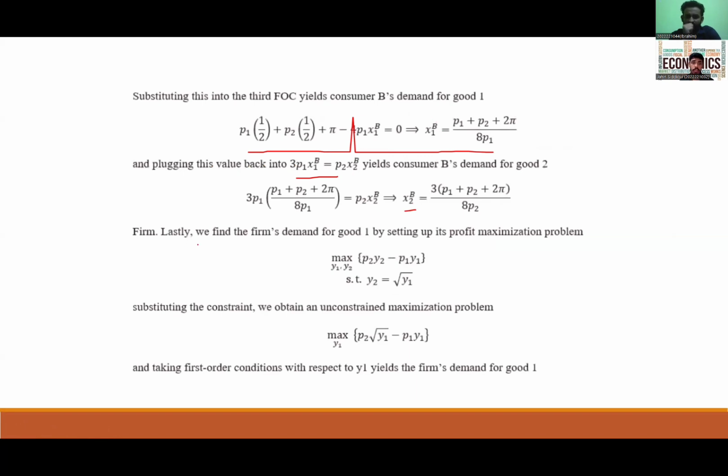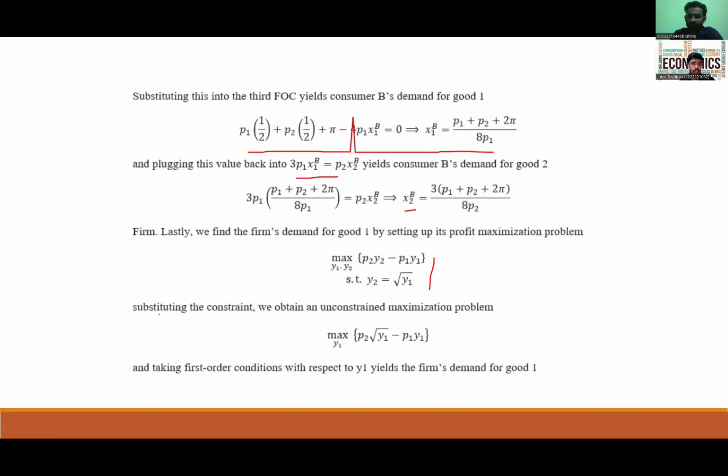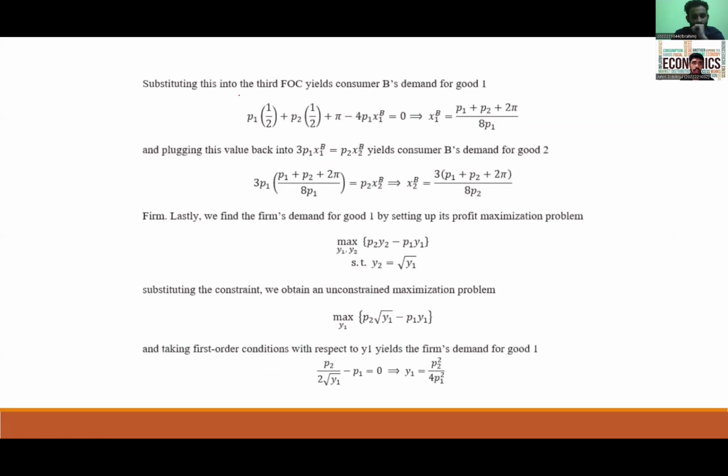Lastly, we try to find the farm's demand for good 1 by setting up the profit maximization problem, which is here, subject to y2 equal to root y1, which is given in our question and written here. Substituting the constraint y2 equal to root y1, we get an unconstrained maximization problem. Here we use only one variable, y1, instead of y2. Taking the first order condition with respect to y1, we get the farm's demand for good 1.